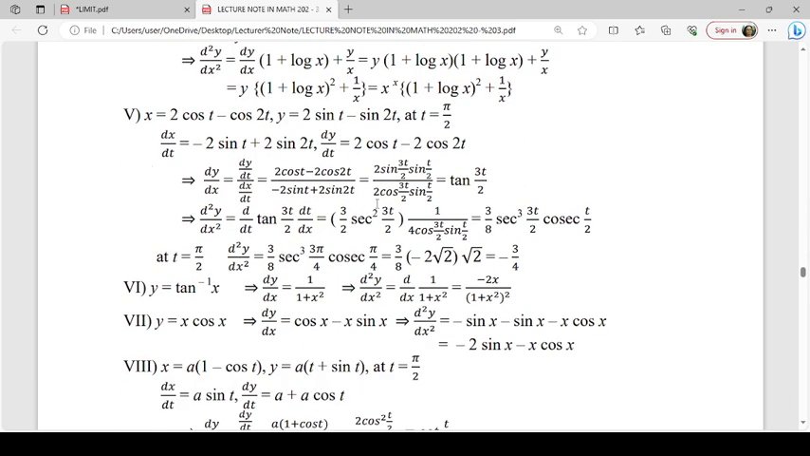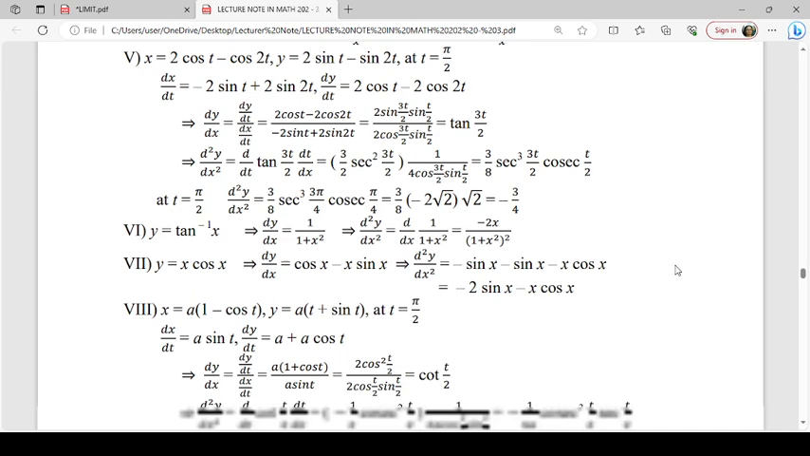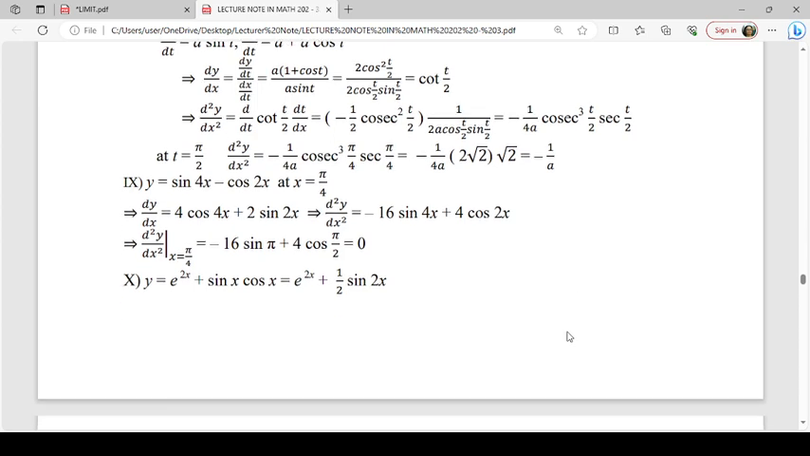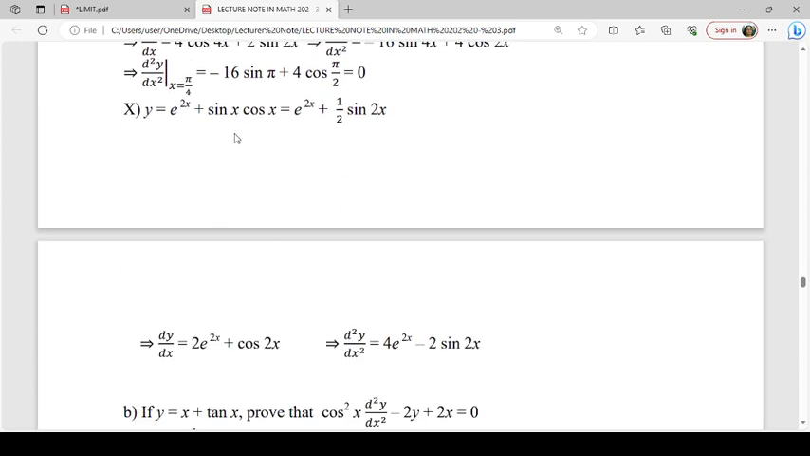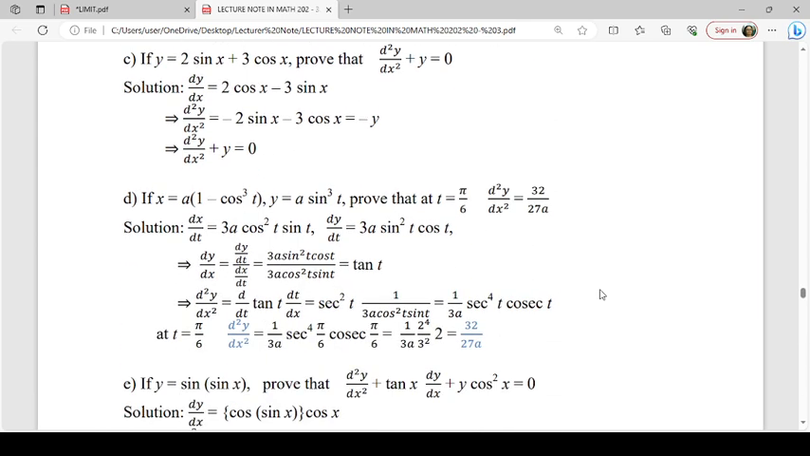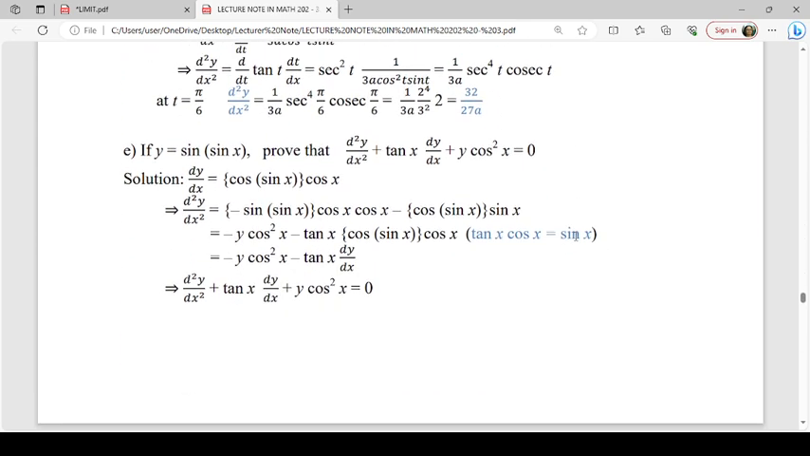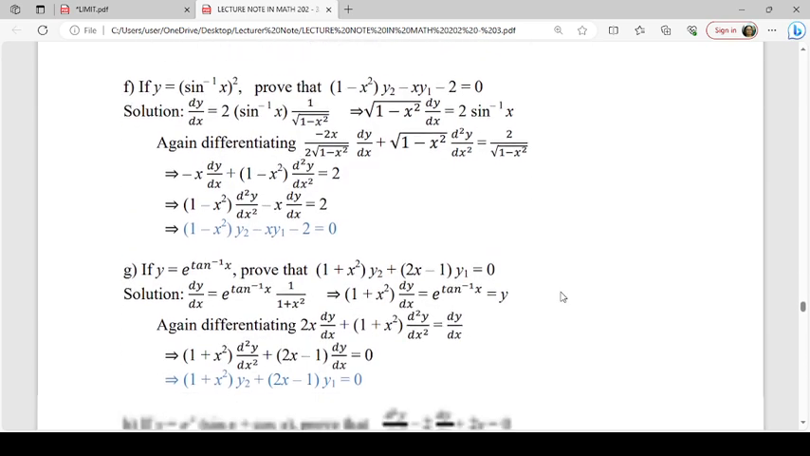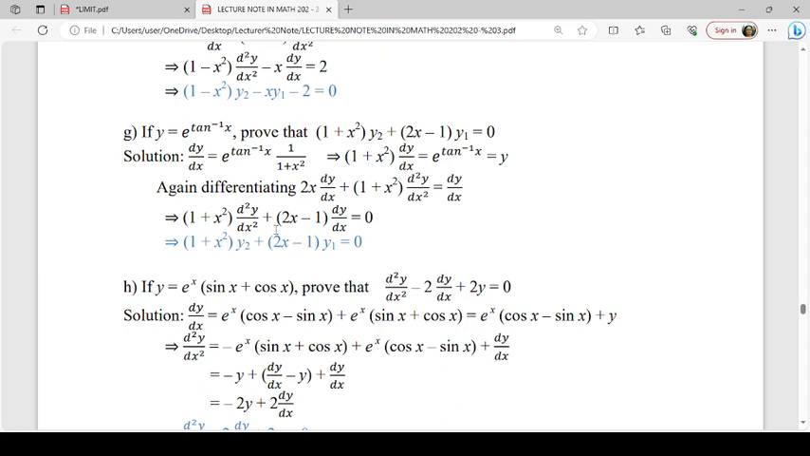These are all worked out problems, very simple problems. You can see the steps. Here y is e to the power sin x cos x, and we are simplifying this so that the derivative becomes simple. These are all second order derivatives, including a parametric function second order derivative. We need to prove this one, which is also an application of second order derivative. So these are all examples.